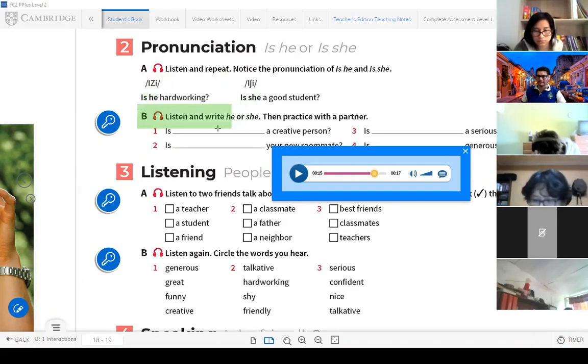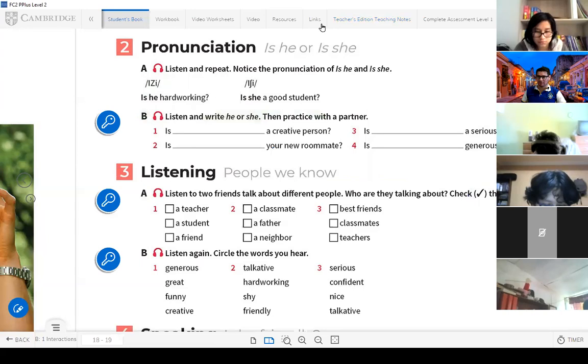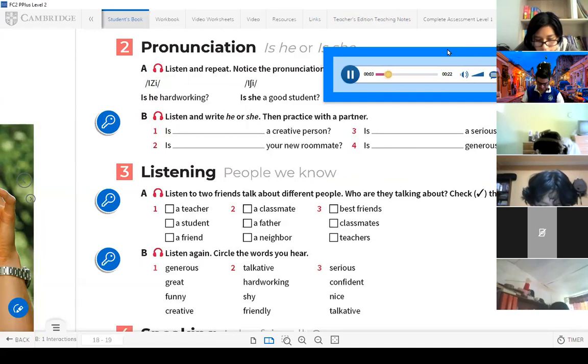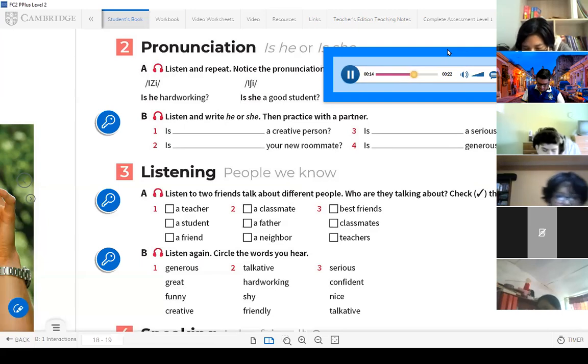Now, it says, listen and write, he or she, it's in practice. We have to choose. What should be the answer? Is he or is she a creative person? We have to complete he or she. In this part, listen carefully. Part B. 1. Is she a creative person? 2. Is he your new roommate? 3. Is he a serious student? 4. Is she generous?